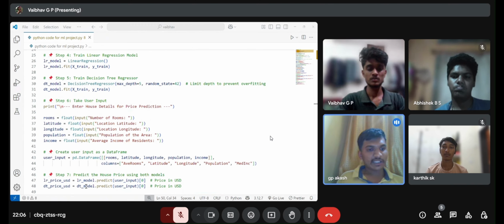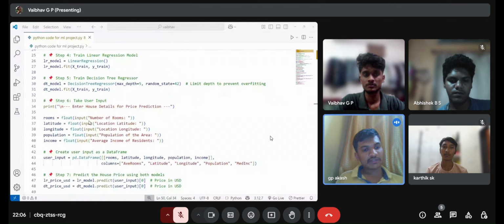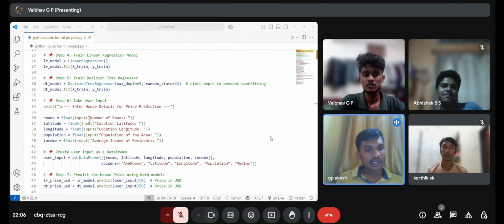The next step is taking user input. What happens in this step is that this part of the code interactively collects input from the user. The user provides details about a house and the program uses the information to predict the house price. And next will be the breakdown of the input. First one, rooms: the user enters the average number of rooms in the house, and the code ensures that the input is a decimal number.